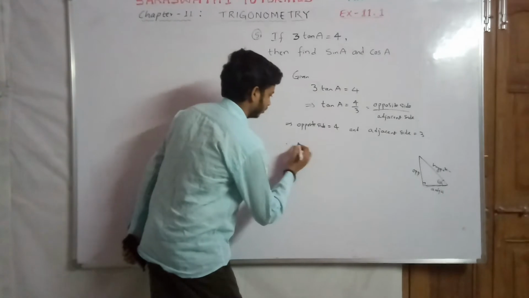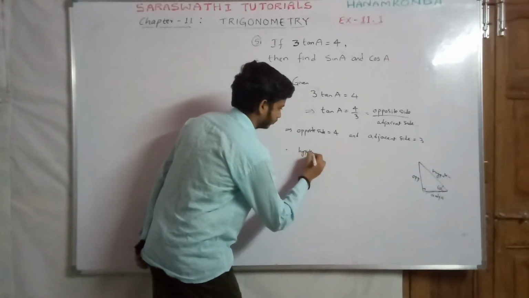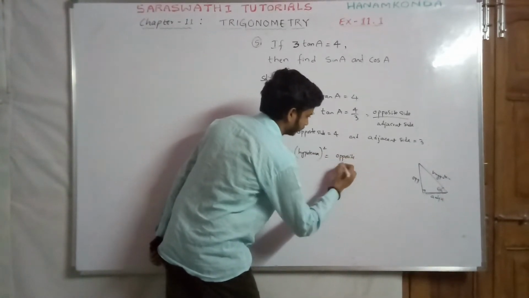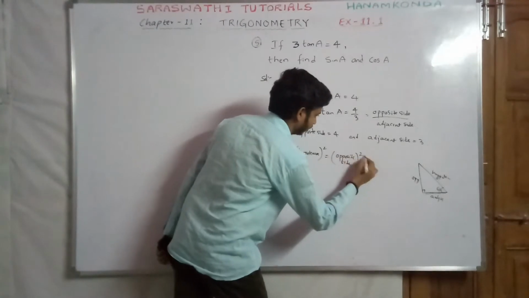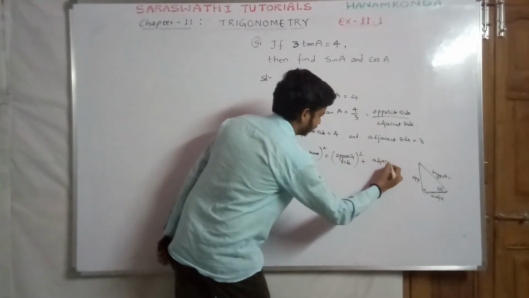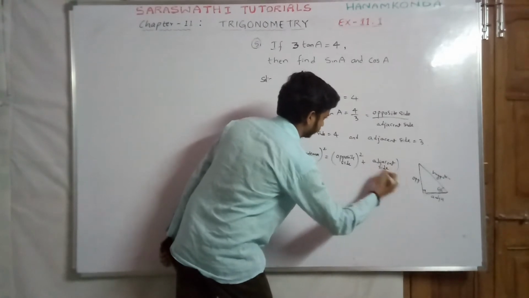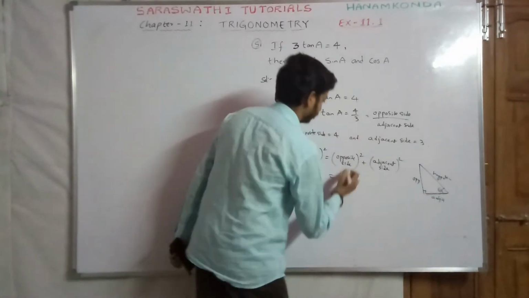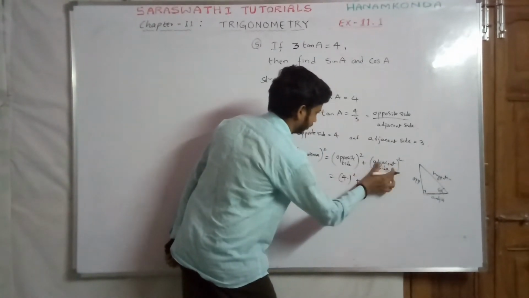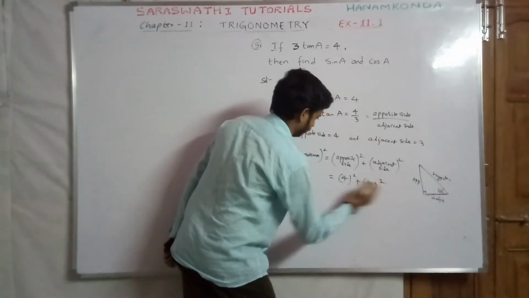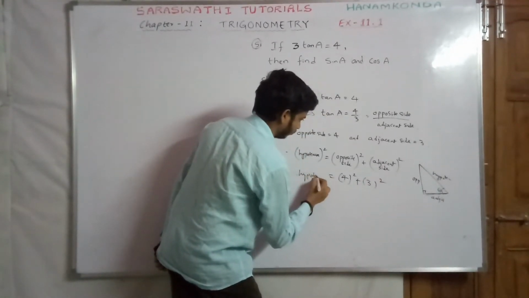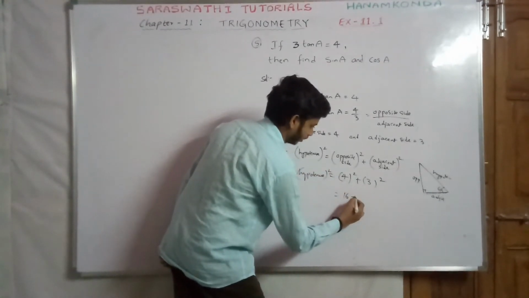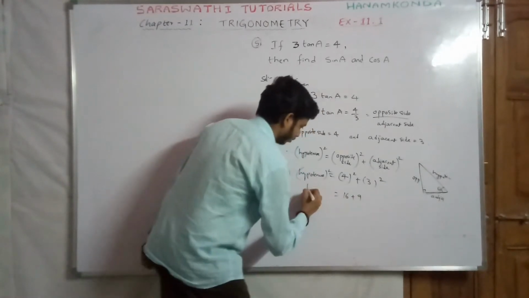Therefore, hypotenuse square equal to opposite side square plus adjacent side square. Hypotenuse square equal to the sum of squares of the other two sides. So equal to opposite side, that means 4 square, plus adjacent side, here it is 3, so 3 square. So hypotenuse square equal to 4 square plus 3 square. Now 4 square value is 16, and 3 square is 9.